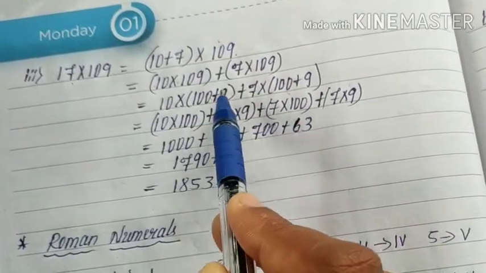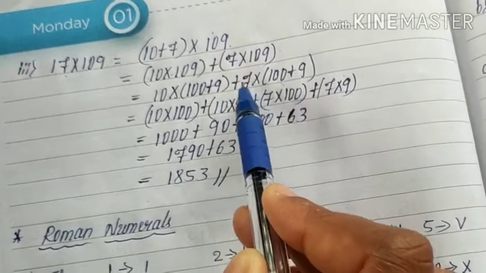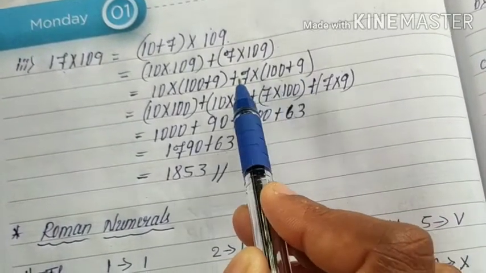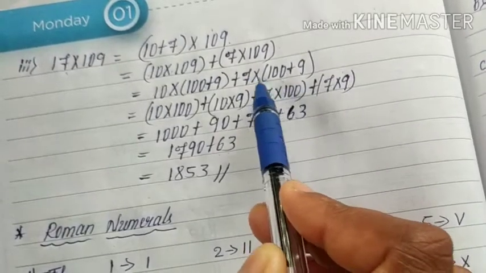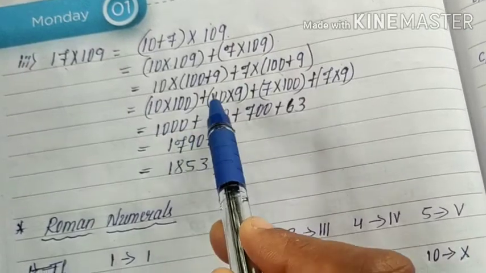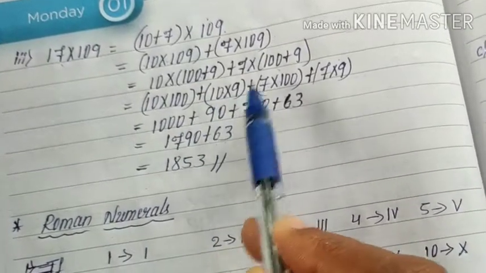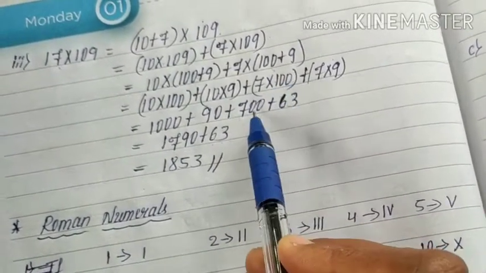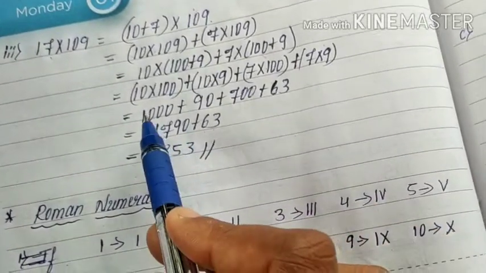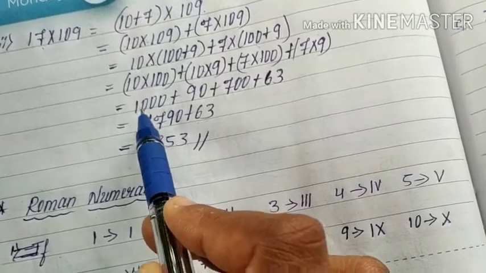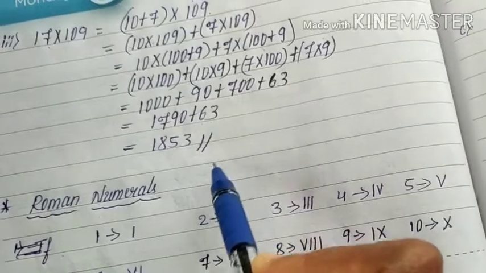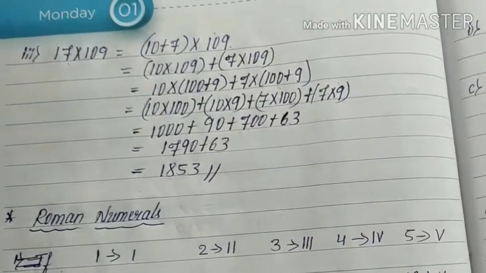10 into 100 plus 10 into 9 plus 7 into 100 plus 7 into 9. So 100 tens are 1000 plus 10 nines are 90 plus 7 into 100 is 700 plus 7 nines are 63. So 1790 plus 63 is 1853.